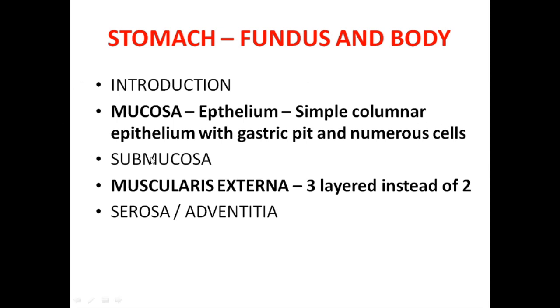Then the submucosa is similar to the other parts of the GIT. Here the muscularis externa has 3 layers instead of 2. So generally there is an inner circular, outer longitudinal layer. Apart from this, the innermost layer, the third layer, is the oblique layer. So there are 3 layers from inside out: oblique layer, circular layer, and the longitudinal layer, by which the food can be properly churned inside the stomach. And because it is a peritoneal structure, that's why here there will be presence of the serosa. So this is how you can describe the fundus and the body of the stomach.